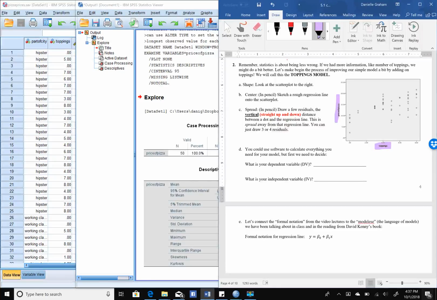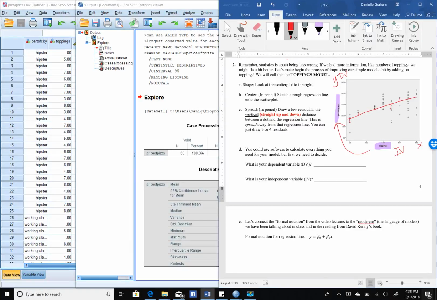So keep in mind, whatever is on our y-axis up here is our dependent variable. It's what we are trying to explain or trying to predict. And the thing down here on our x-axis is our independent variable. So in this case, we think that we can use toppings to predict the price of pizza. Okay. So look at it. You can sketch the center, which in this case is more like something like that. We can sketch in some of our residuals, right? That's just the difference between the line and our actual data points.